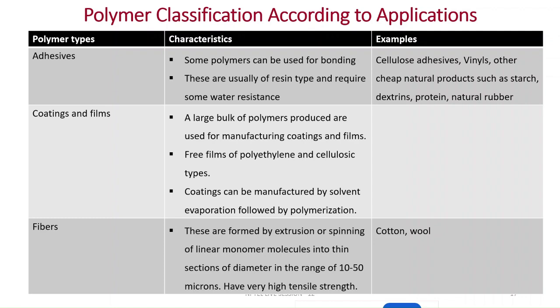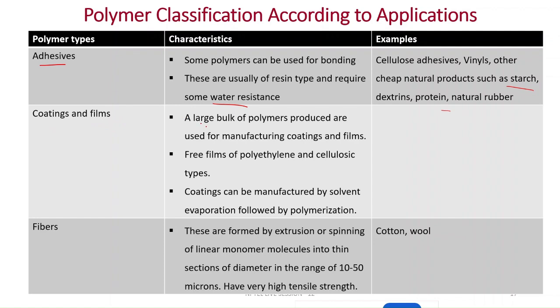So moving forward, we will now discuss the polymer classification according to the application. Adhesive-like application: some polymers can be used for bonding. These are usually resin type and require some water resistance property, like cellulose adhesives, vinyls, and other cheap natural products like starch, dextrin, protein. These are also used as adhesives.